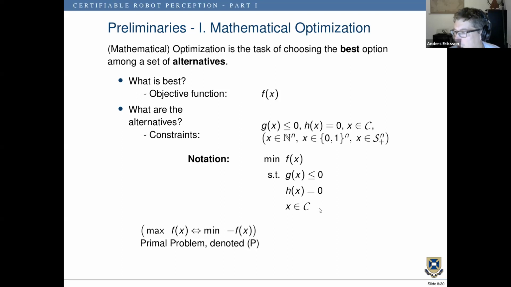You often talk about optimization as always minimizing things. This is not always consistent again, but sometimes it might be more intuitive to say that you want to maximize something. Perhaps maximize some energy or maximize some measure of similarity. But you can always rewrite the maximization problem as a minimization problem. They're equivalent in the sense that maximizing f of x is equivalent to minimizing minus f of x. Lastly, the problem that we want to solve is sometimes called the primal problem, also denoted by capital P.